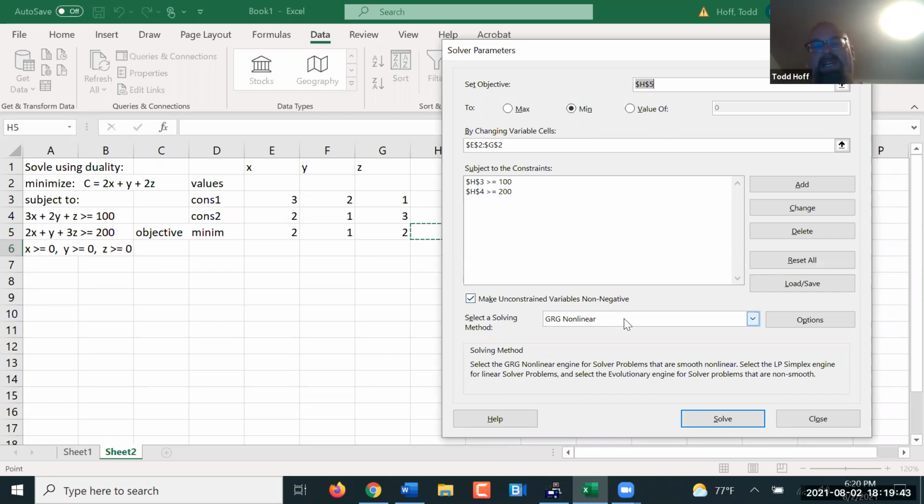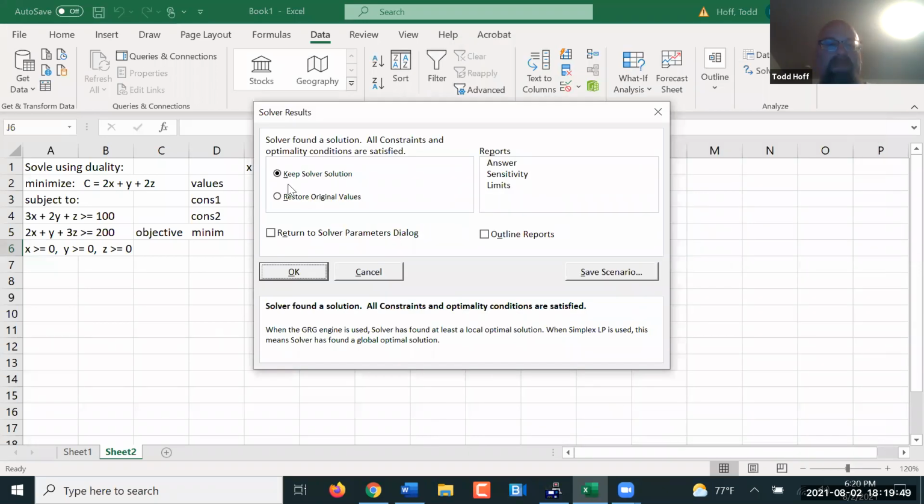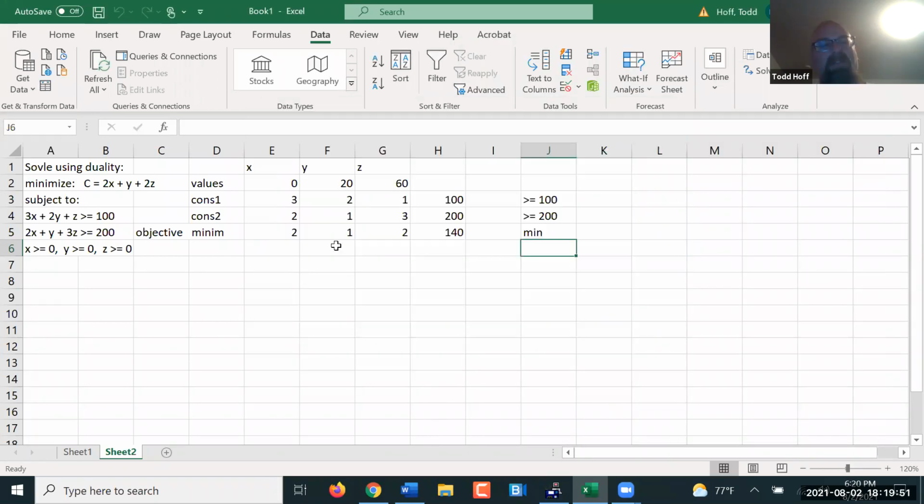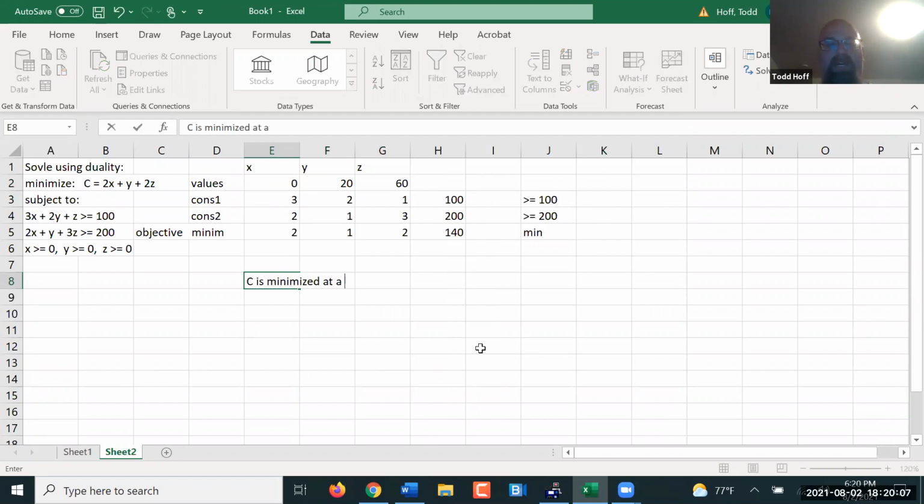Unconstrained variables are non-negative. We change this to simplex LP, and we just hit solve. And yes, we want to keep the solver solution. Notice it tells us x equals 0, y equals 20, and z equals 60. So C is minimized at a value of 140. That's from right here.